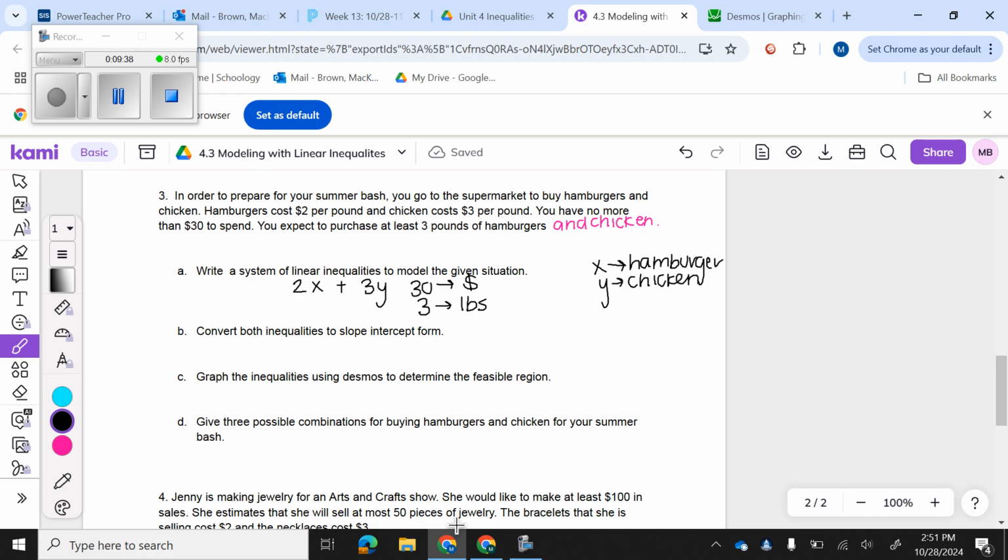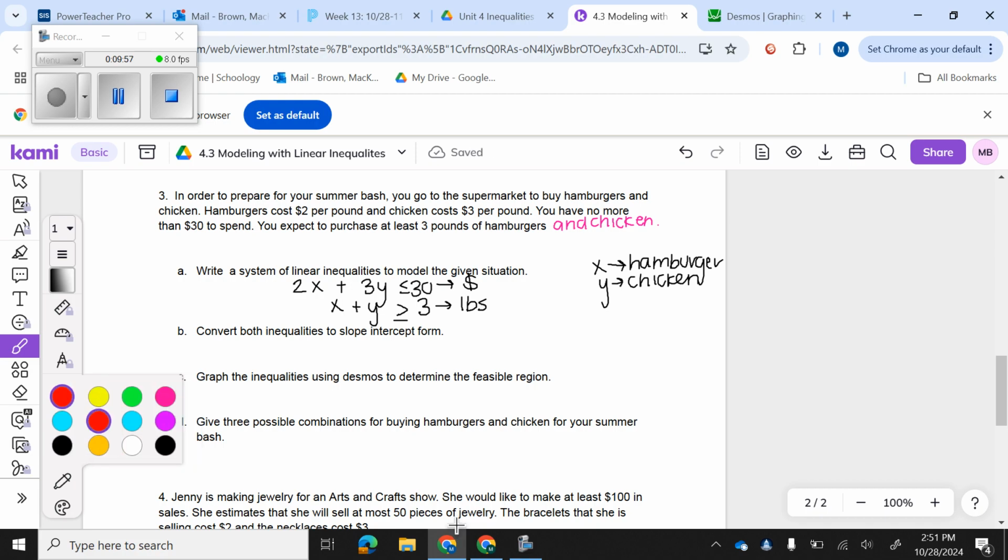All right, so I need at least 3 pounds of meat, burgers and chicken. So I'm going to say x plus y, and I need to now go find my symbol. If it's at least, I know I can go over. If I can spend no more, that needs to be less than or equal to.